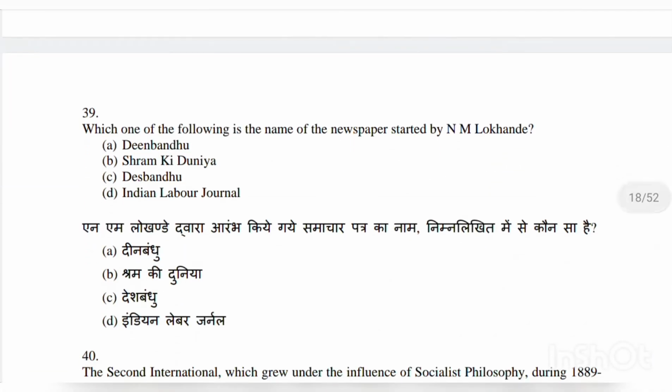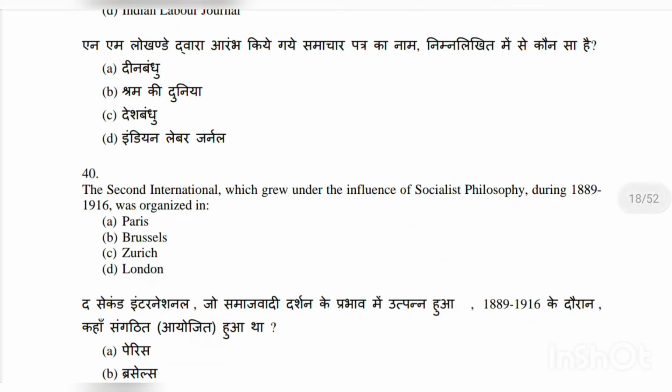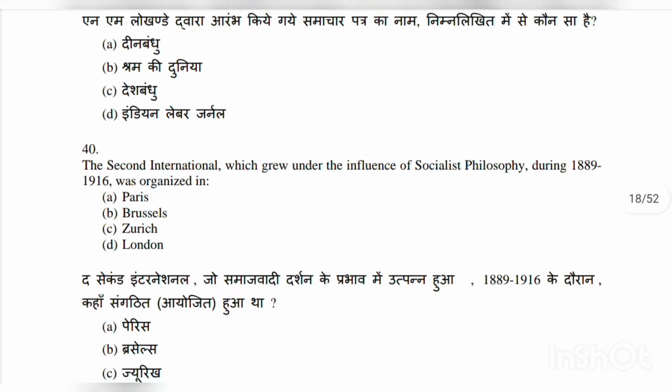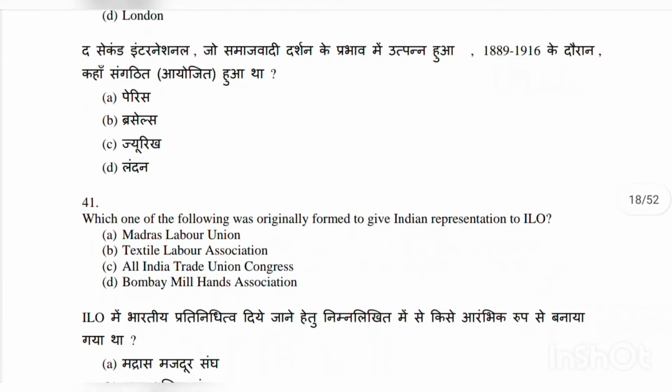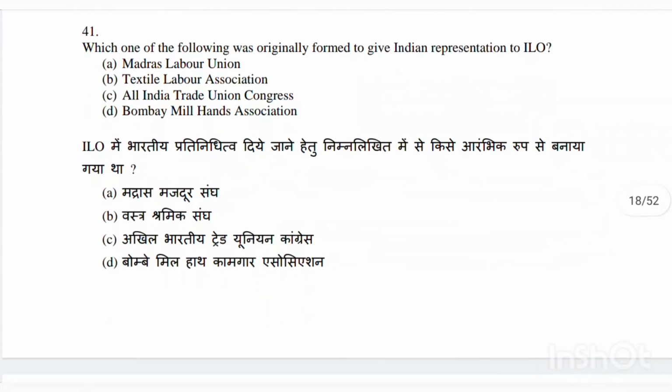Question number 39. Which one of the following is the name of the newspaper started by N.M. Lokhande? That is Dinbandhu. The Second International, which grew under the influence of socialist philosophy during 1889 and 1916, was organized in Paris. Which one of the following was originally formed to give Indian representation to ILO? That is All India Trade Union Congress.